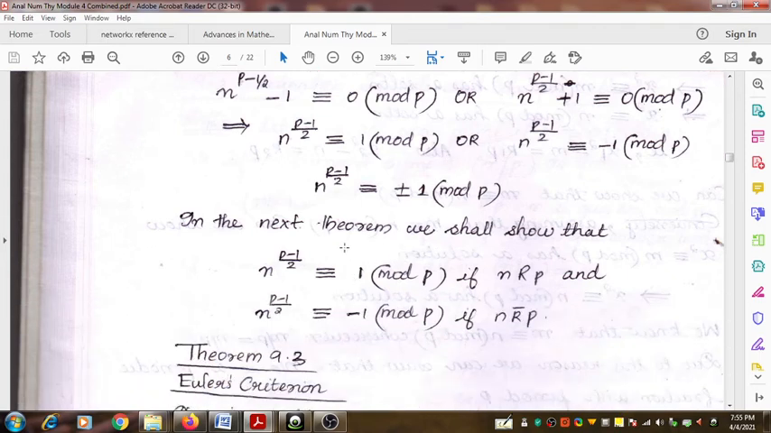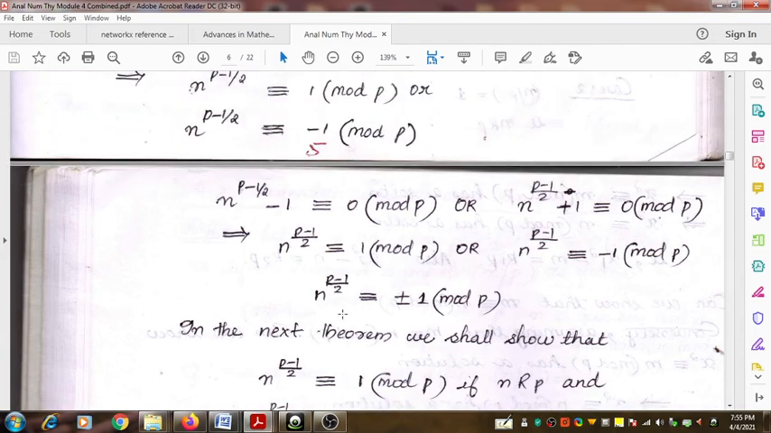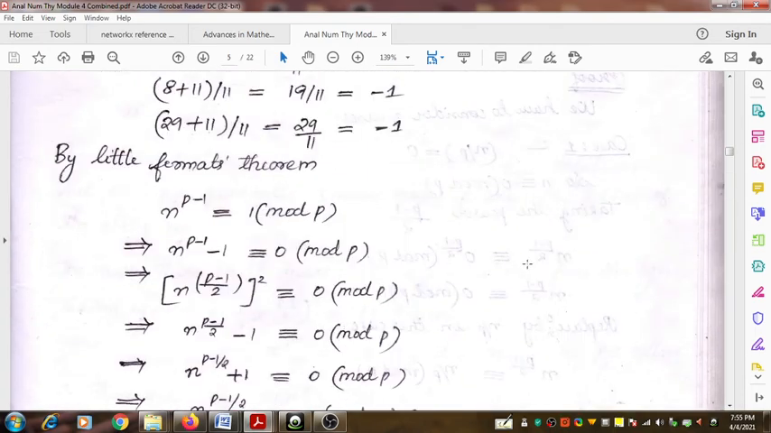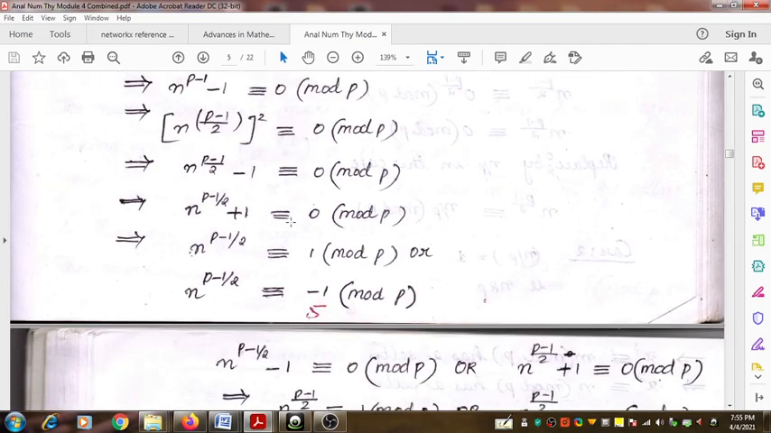Thus, in the next theorem, we shall show that n raised to p minus 1 by 2 is congruent to 1 mod p if n is a quadratic residue mod p, and n raised to p minus 1 by 2 is congruent to minus 1 mod p if n is a quadratic non-residue mod p. And that's the importance of this small discussion on Little Fermat's theorem.